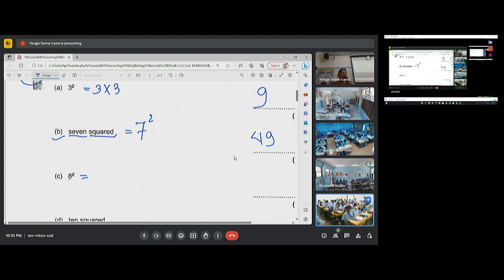What is this? How do you read this? 8 what? Students, I'm asking you something. 8 what? I ask you, how do you read this? 8 square. I'm asking you how to read this. 8 square.